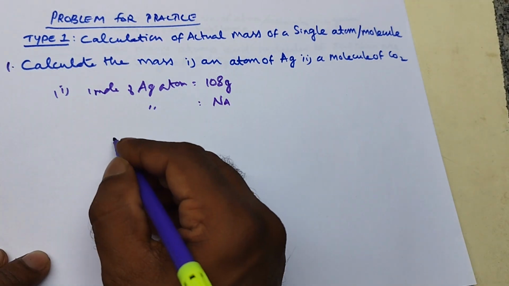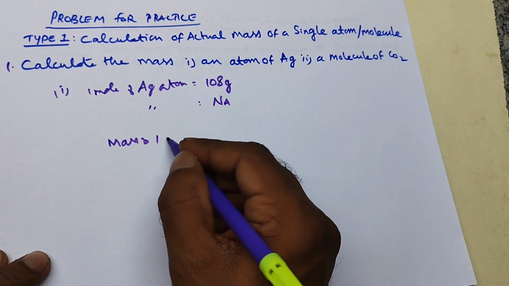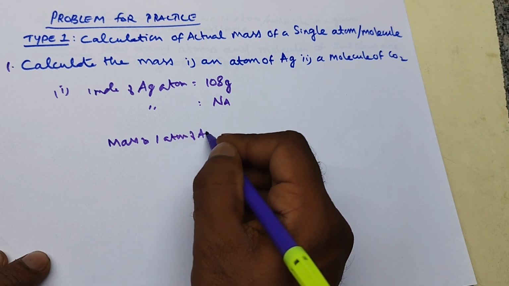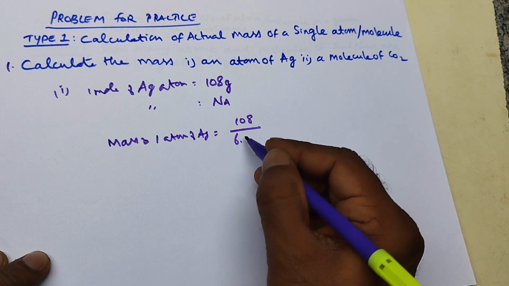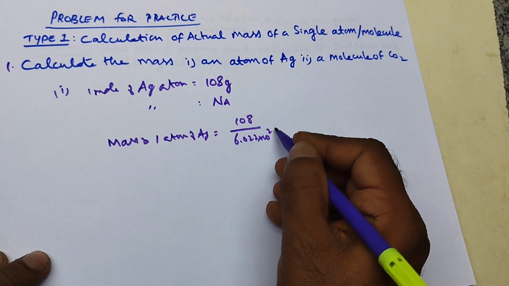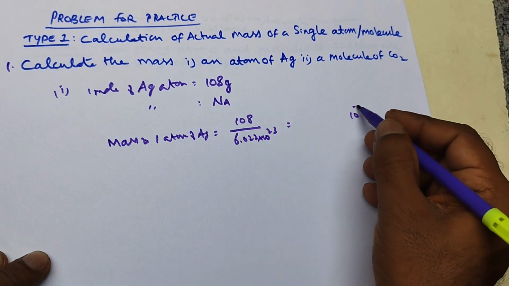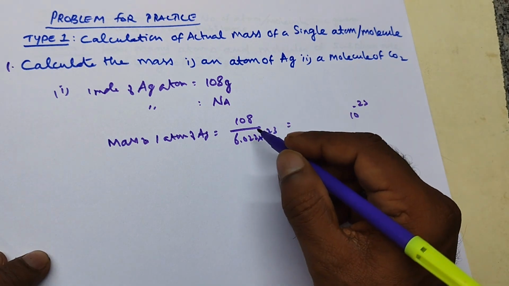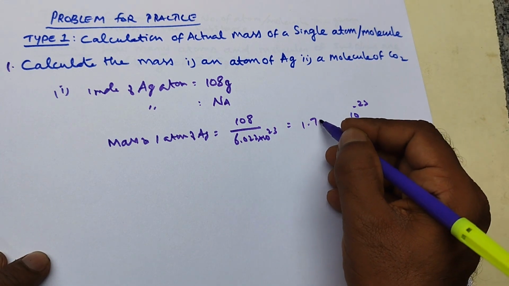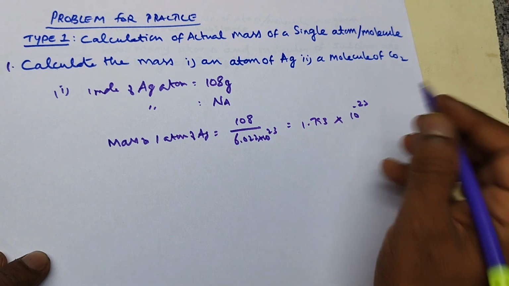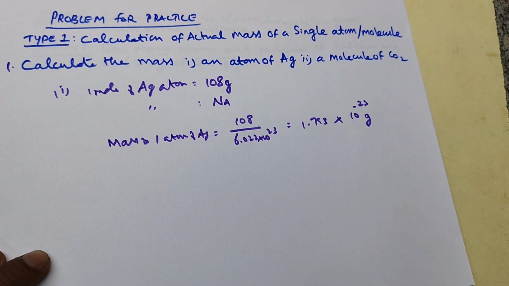So if you want to find the mass of one atom, the mass of one atom of silver is equal to 108 divided by the Avogadro constant, that is 6.022 into 10 to the power of 23. When the 23 comes up, it is 10 to the power of minus 23. Simplifying, 108 divided by 6.022 comes to about 1.793 into this value. That is the mass of one atom of silver.